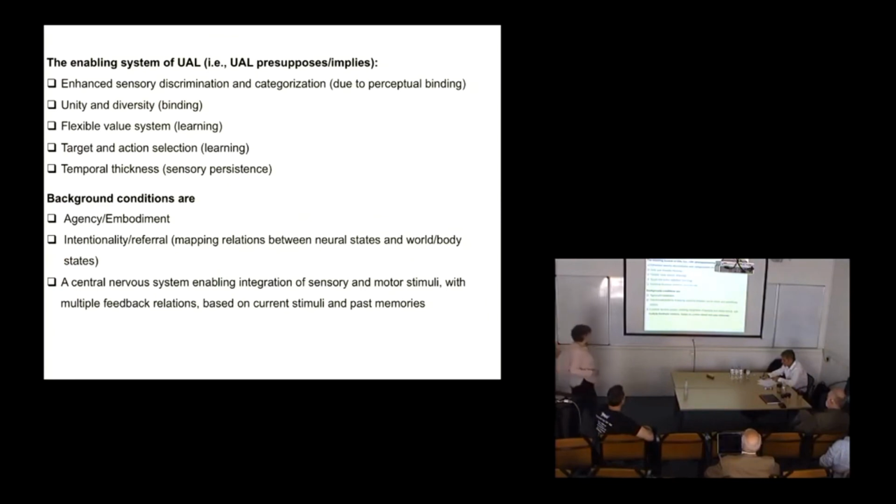Right. Now, what I want to say about the enabling system of UAL is that it presupposes or implies that there is enhanced sensory discrimination and categorization. The system allows it. There is unity and diversity. There are flexible value systems because value can be assigned to many kinds of percepts. There is target selection and action selection through learning.